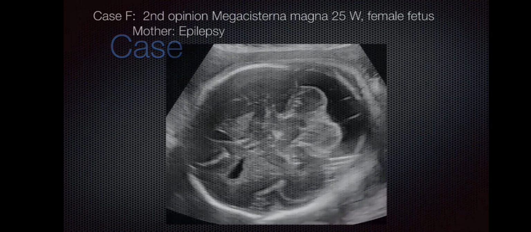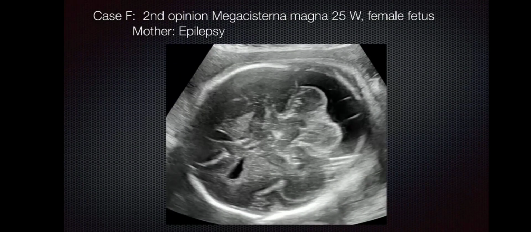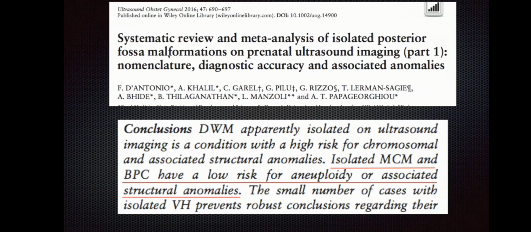Now, a similar case we had a discussion about in the last days. The mother had epilepsy. You heard yesterday in my session when I was sharing a similar case. She had epilepsy, and we received the patient for a second opinion because of megacisterna magna. And if you look at the latest literature, 2016, a systematic review, isolated megacisterna magna and Blake's pouch cysts have low risk for associated structural anomalies.